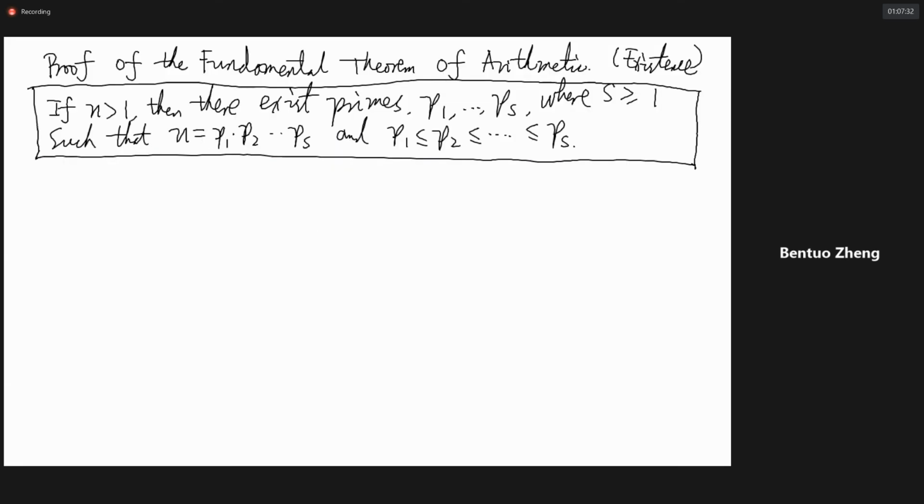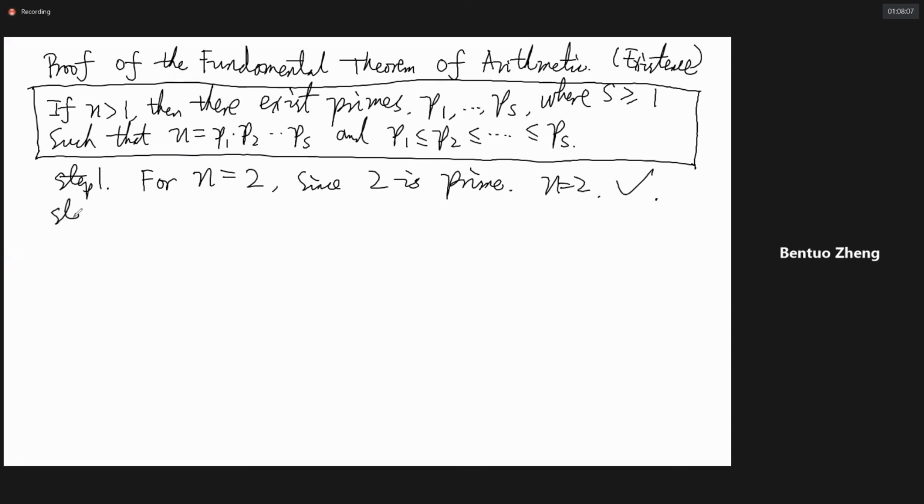All right, again, we'll prove this one by mathematical induction. So step 1. Since n is greater than 1, the initial step is n equal to 2. And this is clear since 2 is prime. So n equals 2 is already the prime factorization, okay?